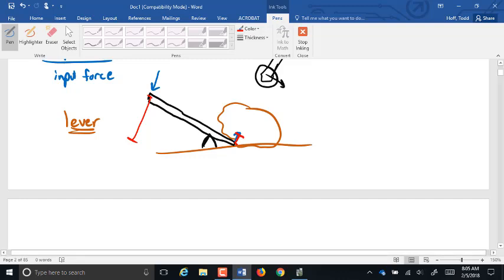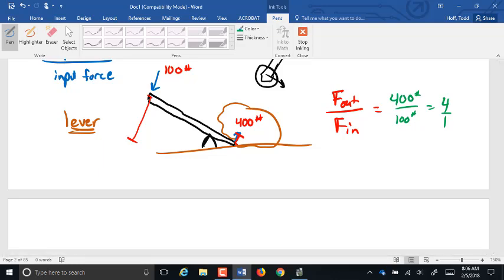So let's say the force I apply here is 100 pounds of force, and the force that this lifts with is 400 pounds. My mechanical advantage, the abbreviation for output force is F out, and input force is F in, is 400 pounds to 100 pounds, or a 4-to-1 mechanical advantage. Because mechanical advantage is always written as a unit ratio, we usually just say it's a mechanical advantage of 4.